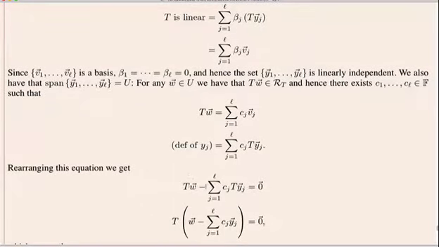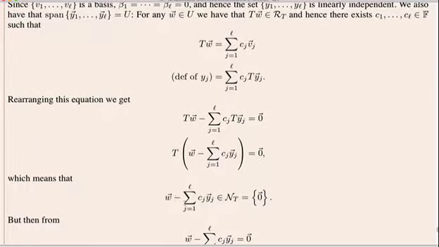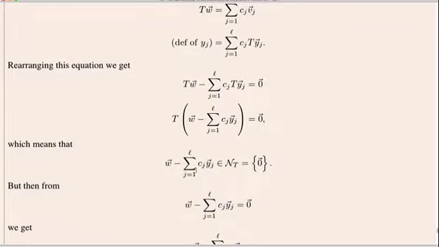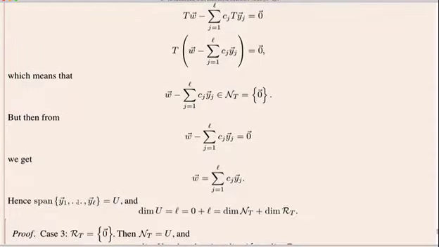And then we can again factor out T from this sum and difference, the same way as in part 1, and that means that w minus the sum c_j y_j is in the null space, because when you apply T to it you get the 0 vector. But the null space is only the 0 vector, so this whole thing is the 0 vector, and that means that this arbitrary w element of U can be written as a linear combination of y_j's. That means the span of the y's equals U.